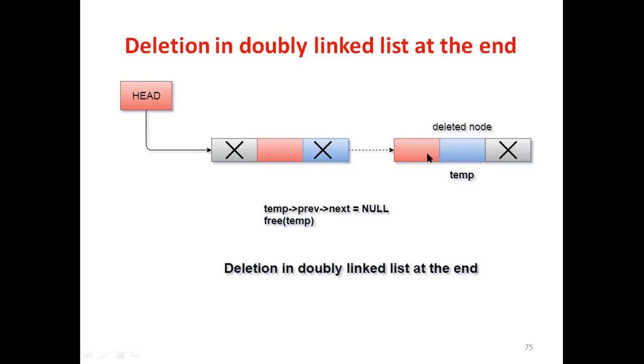Temp previous next. This one, you see, temp previous next equals to null. That is done here. So this becomes null, and then just free the memory allocated to this temp. Just release this memory, free temp. Okay, clear? Yes sir.